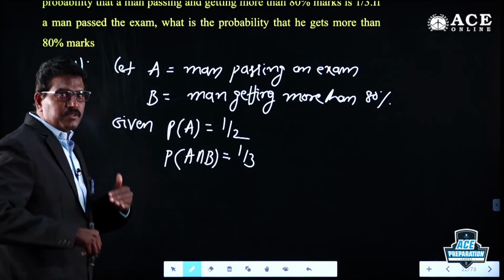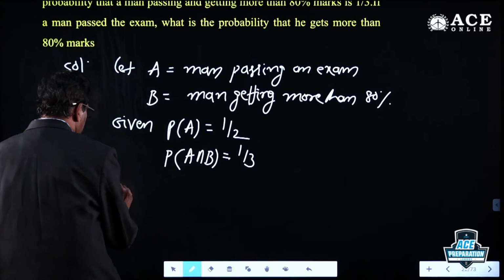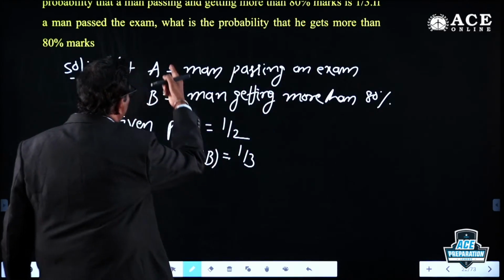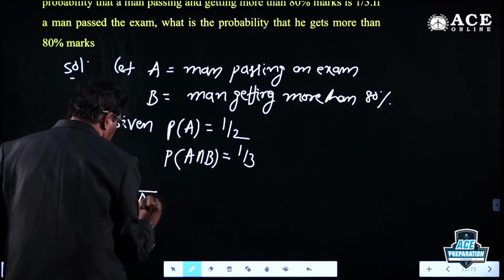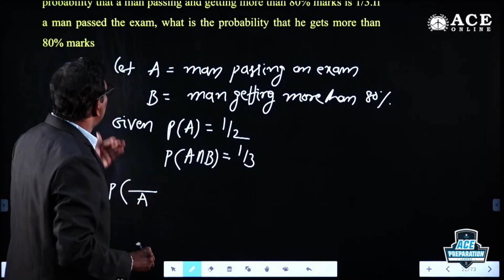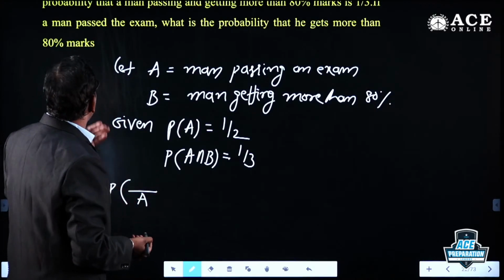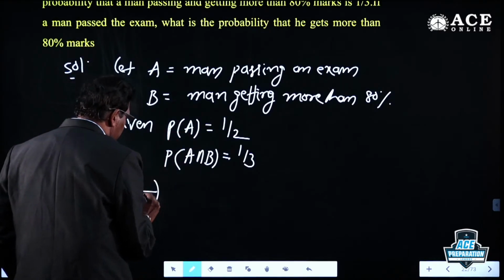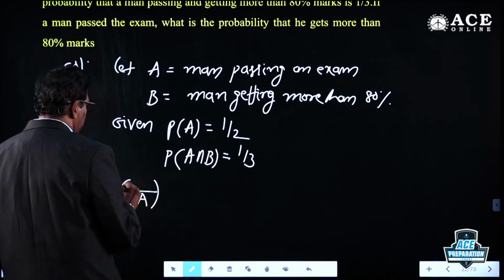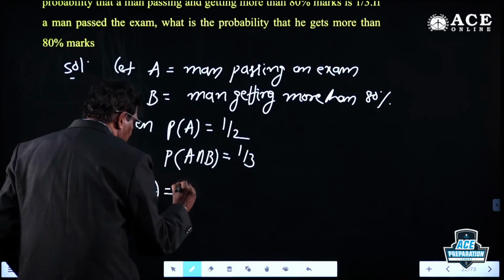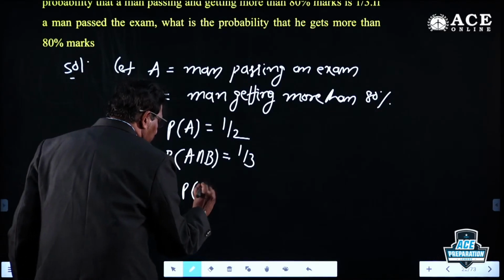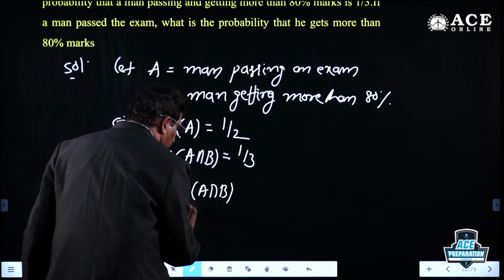Okay. Next, you see, if a man passed the examination, see the condition given here, you see clearly, already he passed the examination, already occurred event, I can take in denominator. If a man passed the examination, as man passed the examination means that is A. Already occurred event, you can take in denominator. Find the probability that he gets more than 80% of marks. He gets more than 80% of marks means what it is? Getting more than 80% means that is B by A. What is the conditional probability definition? That is P of A intersection B by P of B.